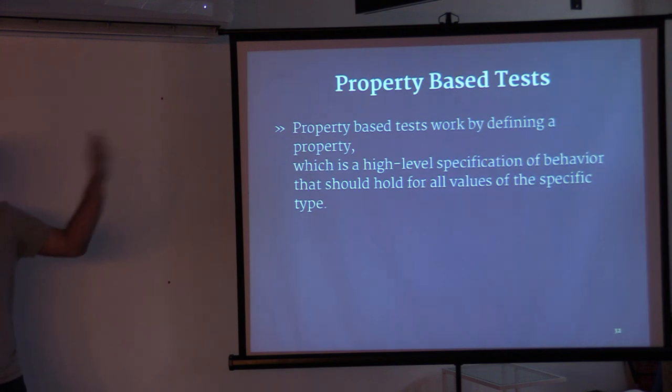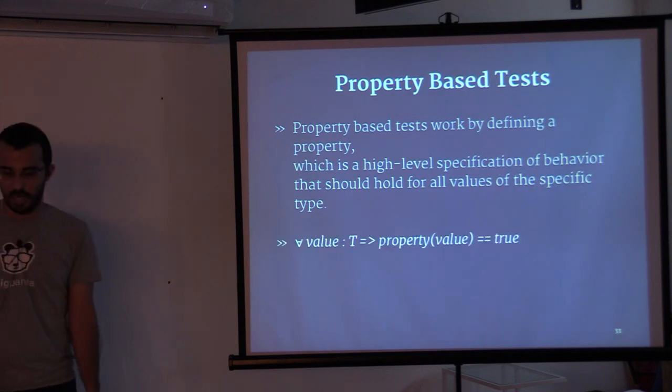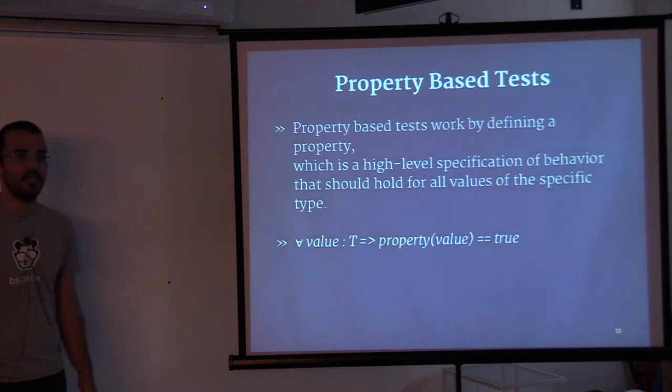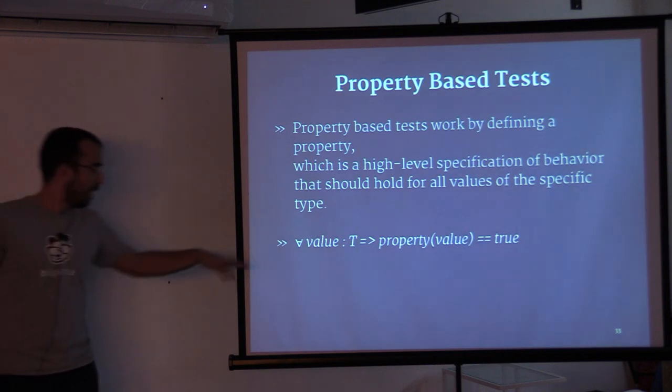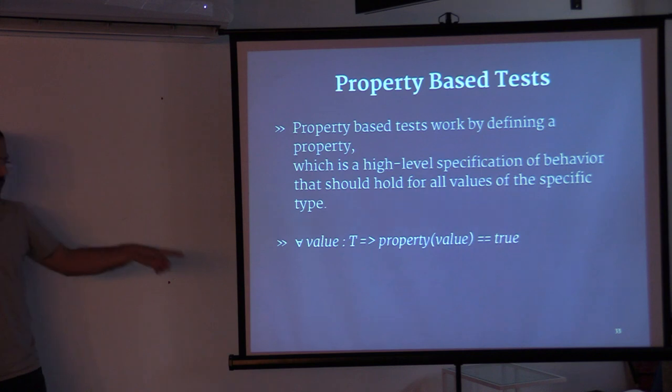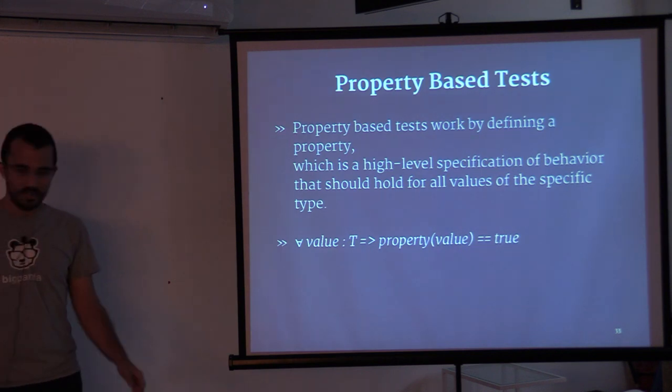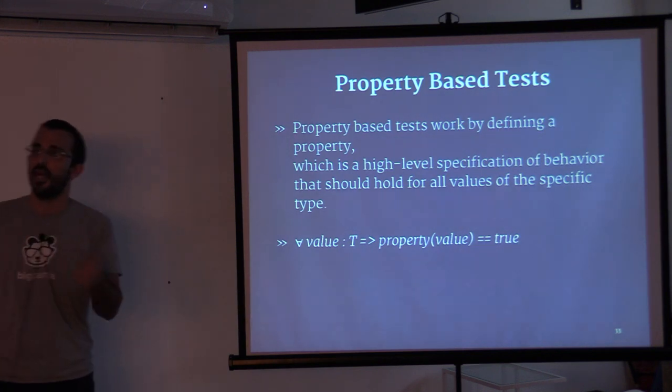So I'm not really understanding anything here. Let's look at some more definitions. Maybe it will help. This is a mathematical definition of what property-based testing really is. I'm using the for all syntax. This is a Boolean logic syntax. And I'm saying for all values of our type.